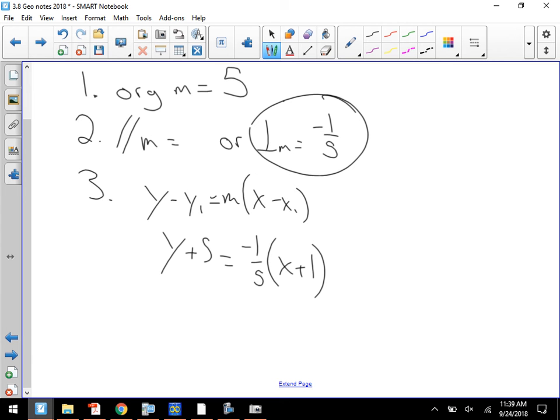The setup for doing the problem itself is all the same. It's just that when you have perpendicular, you have the opposite reciprocal. That's the only difference. It forces you to read it: do you have to do a parallel slope or a perpendicular slope?